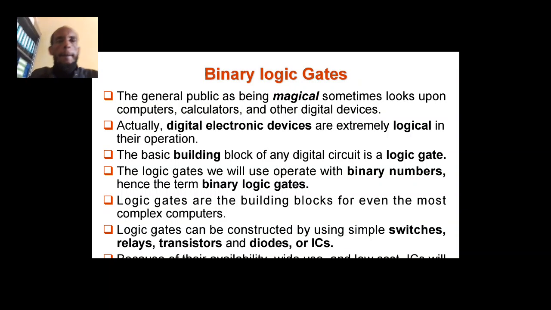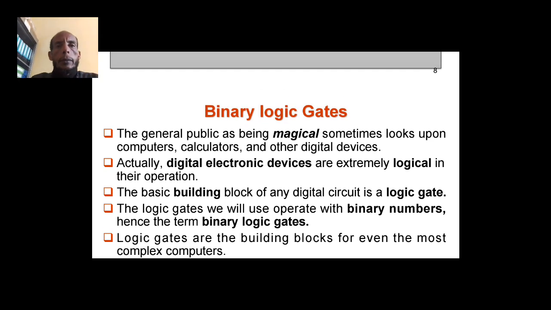Good. Now this is the next topic, what we call binary logic gates. When we deal with analog and digital signals, we don't forget about logic gates. Logic gates are the magical representation of computers, calculators, and other digital devices. People use many electronic devices and their usages almost, but what is the magic behind them? That is another question. That is logic gates, or binary logic gates.